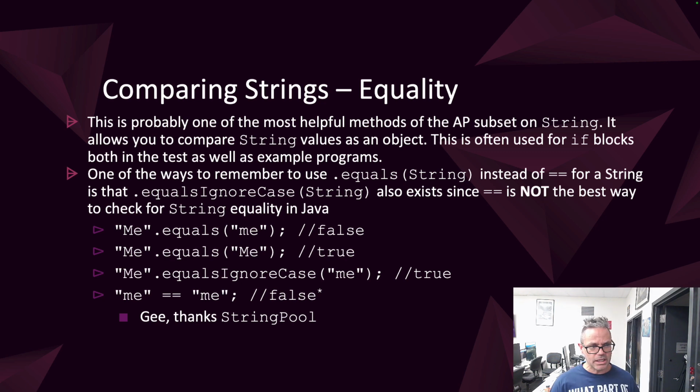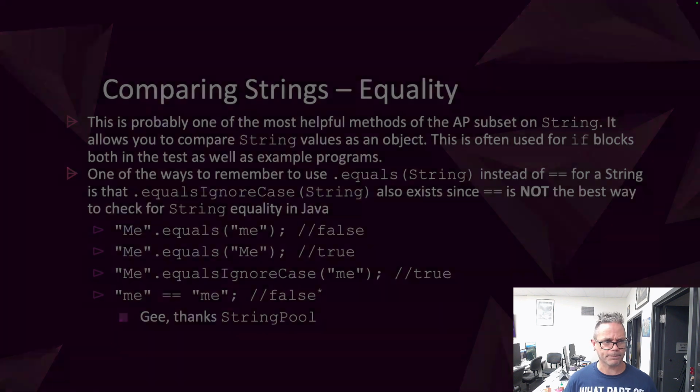So we have me dot equals me, lowercase, is false. Me dot equals capital me, true. Me dot equals ignore case, lowercase me, true. So those all match. However, me equals equals me, false, because we can't guarantee those have the same memory address. And it's an asterisk because of the string pool, it might possibly have the same thing. So we have no guarantee on that. So do not use equals equals when we're working with strings because we can't guarantee the results. So we have dot equals and dot equalsIgnoreCase to compare strings for equality.